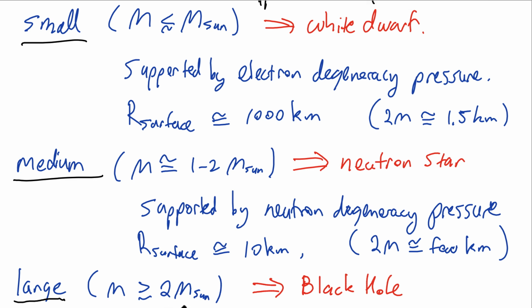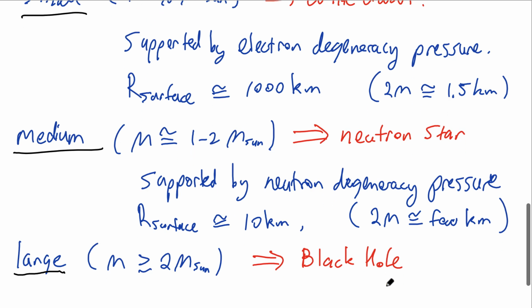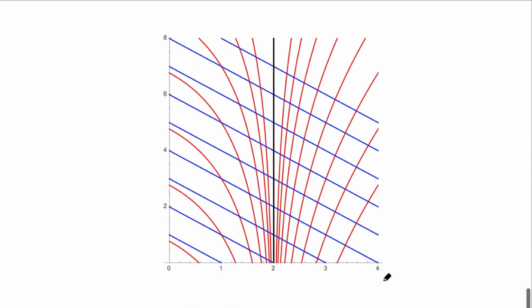And of course, there are lots of stars in the universe with masses greater than 2 times the mass of the Sun, in some cases much greater than twice the mass of the Sun. And those stars eventually run out of nuclear fuel, so this process of collapse to forming a black hole is really quite common. So what does the collapse look like on a Schwarzschild diagram?